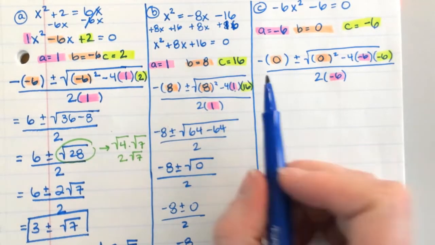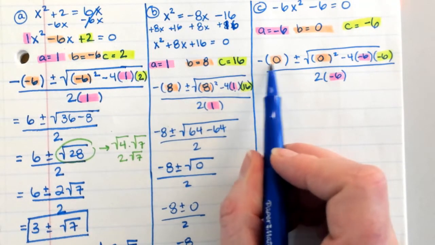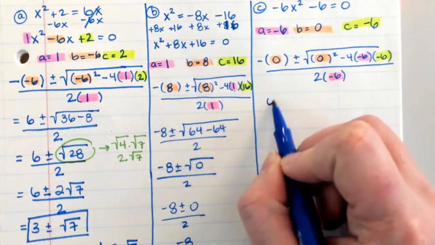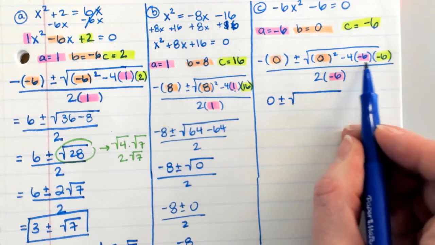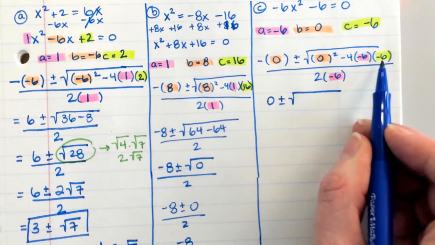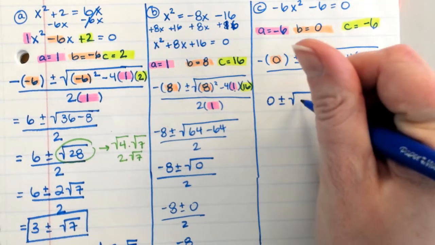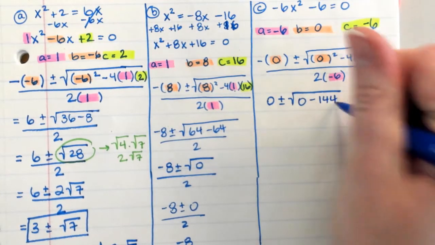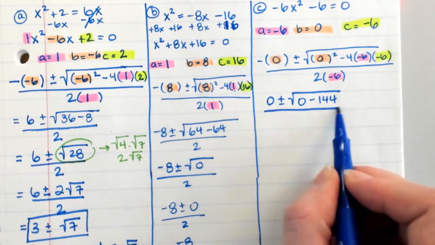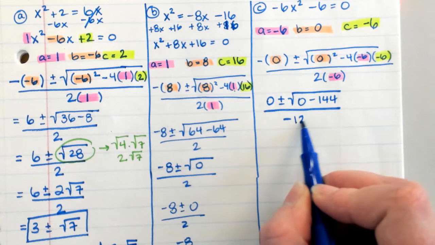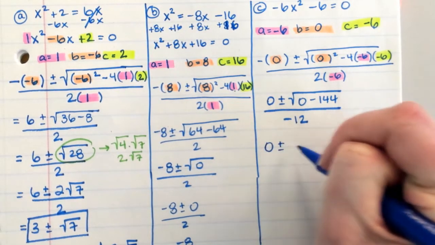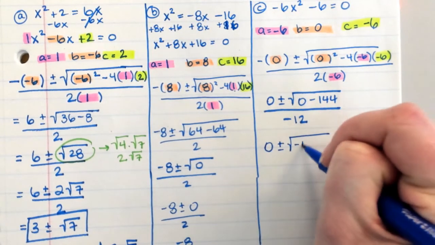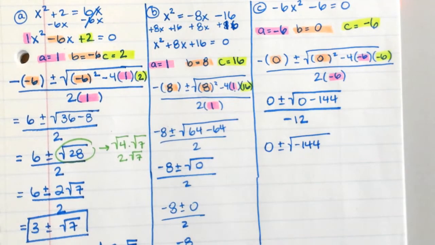All right, so if we start to simplify this, can 0 be negative? No. So that's still just going to be 0. 0 squared is just 0. What happens when we multiply -4 and -6 and -6? Okay. So we'll have 0 minus 144, and then 2 times -6 is going to be -12. So if I take that a little bit further, 0 minus 144 is -144.